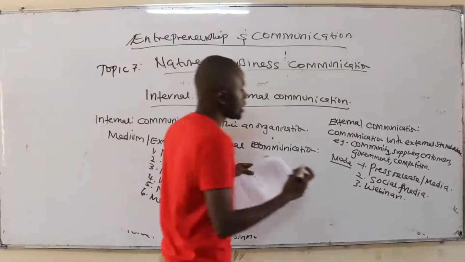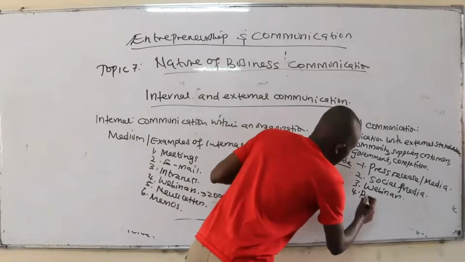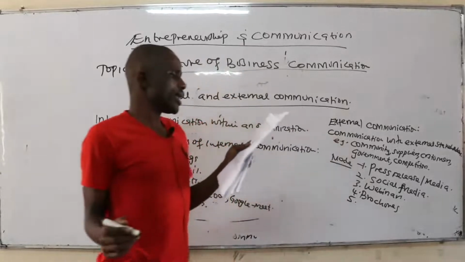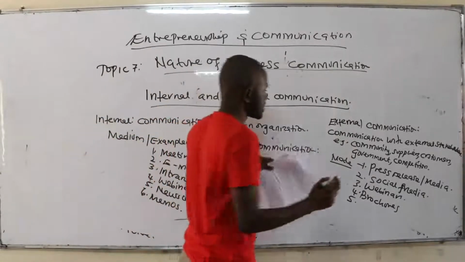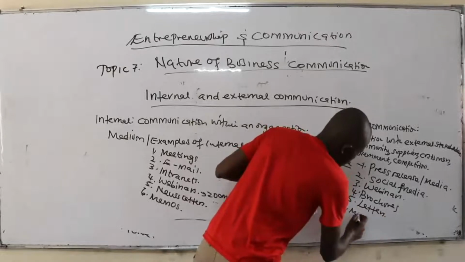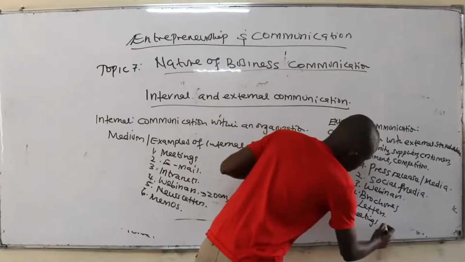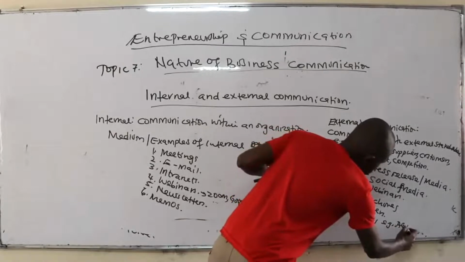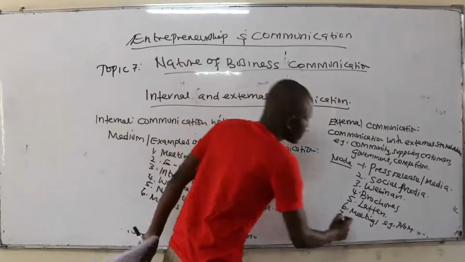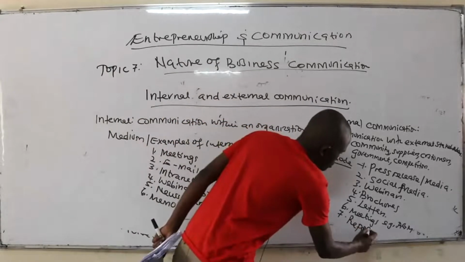We can also communicate through brochures. Another way is through letters. Even meetings, for example AGM, it can hold meetings. Then we can also communicate through reports.